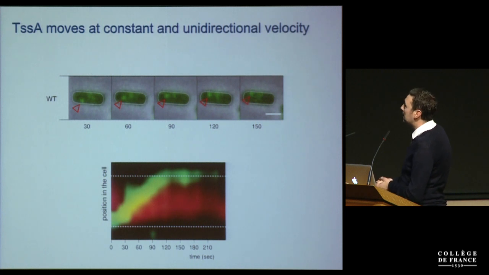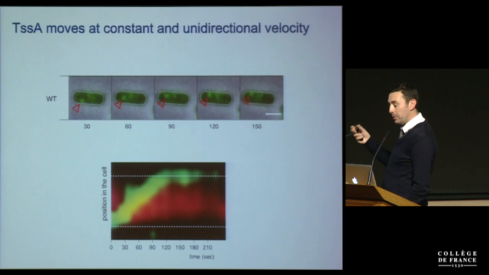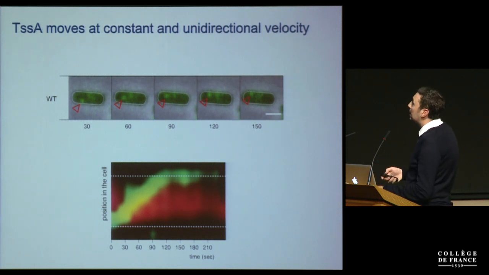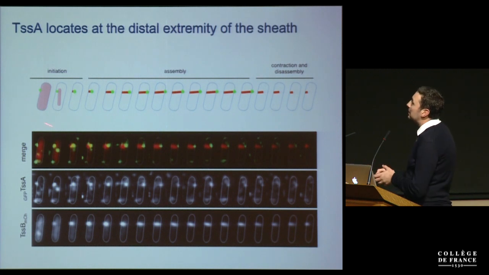Okay. So TSSA is moving, and this is very reminiscent of the fact that the sheath is going to polymerize, and maybe TSSA is located at the tip of the sheath. So we make a double construct on the chromosome with TSSA fused to GFP and the TSSB fused to mCherry, so the sheath component.